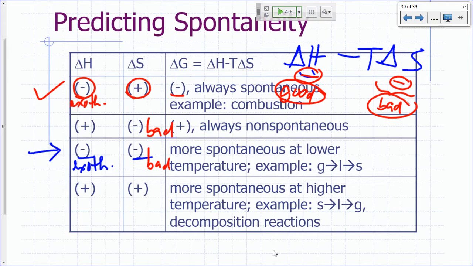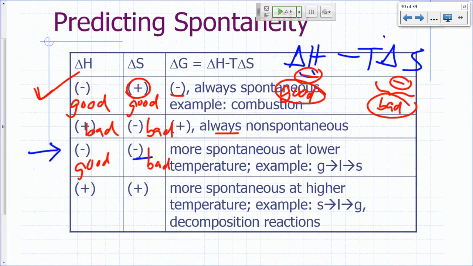And exothermic is good. Why is exothermic good? Because you're dumping heat to the surroundings, you're making the entropy of the surroundings go up. So that's good, that's good. So this is always spontaneous. This is bad. Two bads means won't happen, always non-spontaneous. Exothermic is good, but if the entropy goes down as a result, what happens? You have to balance the good and the bad, right?